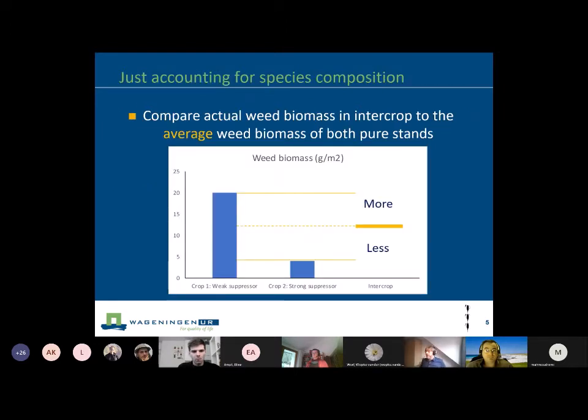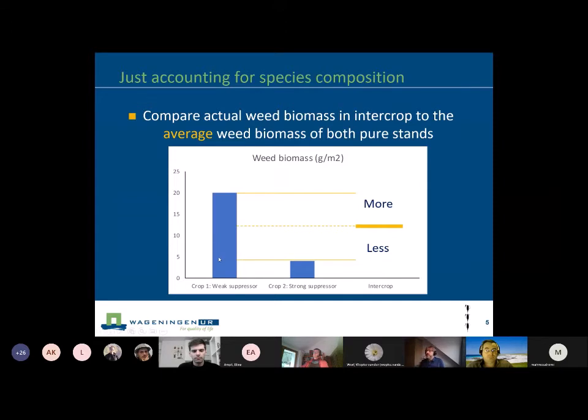So a very simple comparison, just based on the species a mixture is composed of, is to compare the weed biomass that is actually observed in an intercrop and to compare that with the average of the weed biomasses that are found in the pure stands.